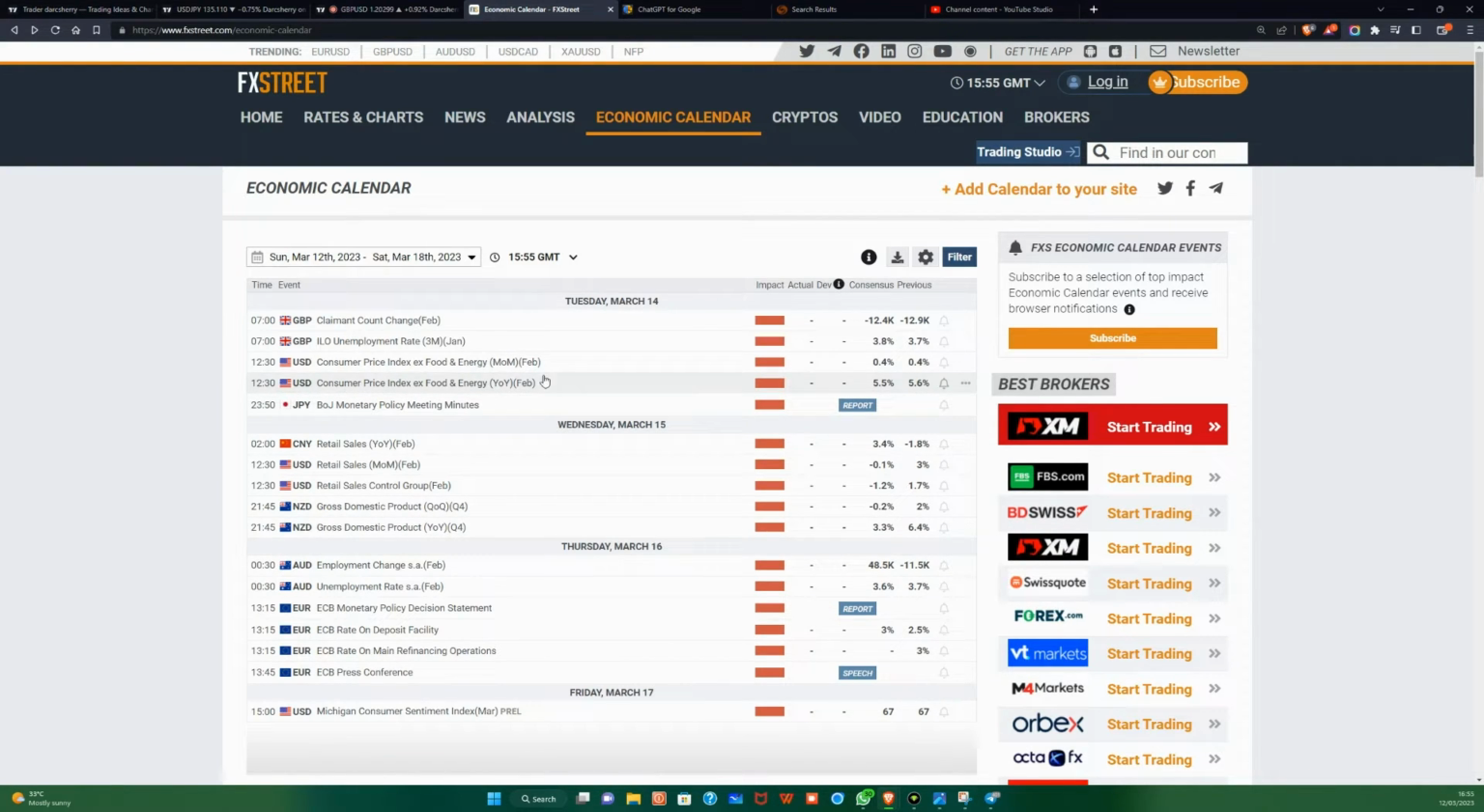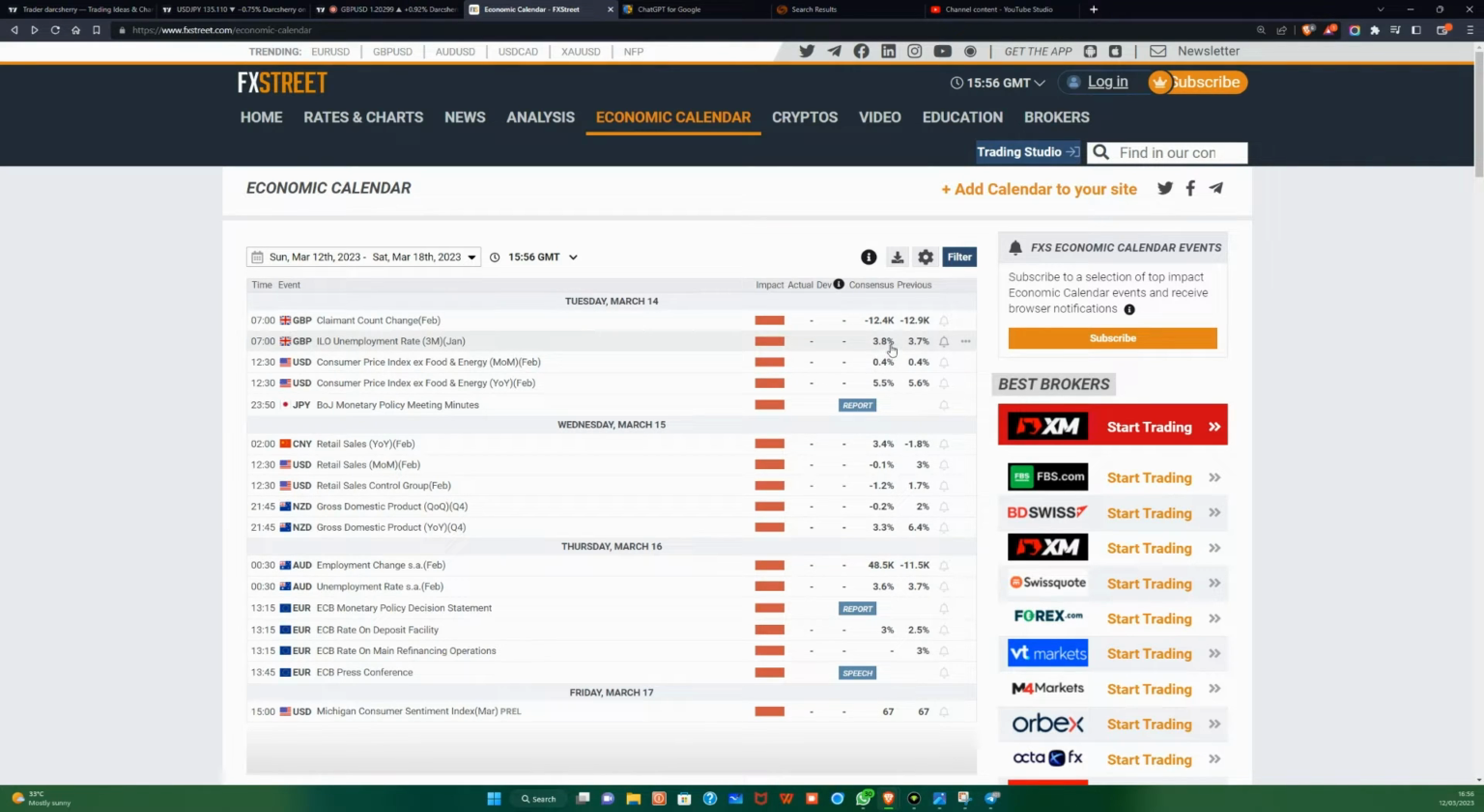Now, on the economic calendar here, the first major event is coming up on Tuesday, that is on the 14th of March. As we can see, what is going to be affecting the pound here, we have the claimant count change, rather. And with the data we have here, the previous data came in at minus 12.9 thousand. And we have a consensus of minus 12.4 thousand, which is quite positive for the pound. Let's see how price action is going to be reacting to or anticipating this event.